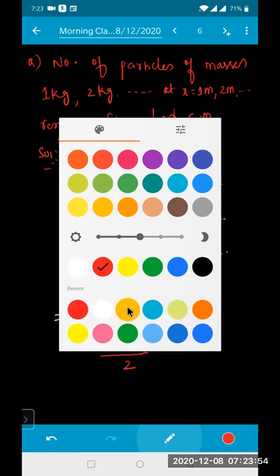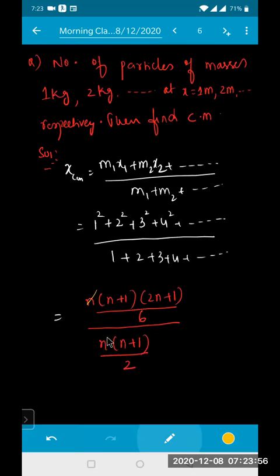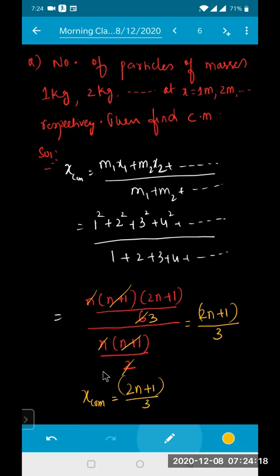So now simplify it. Anything getting cancelled? You see, n and n plus 1 get cancelled. So the answer is coming to be 2n plus 1 divided by 3. So XCM will be equal to 2n plus 1 divided by 3. Please try to remember that formula, beta.